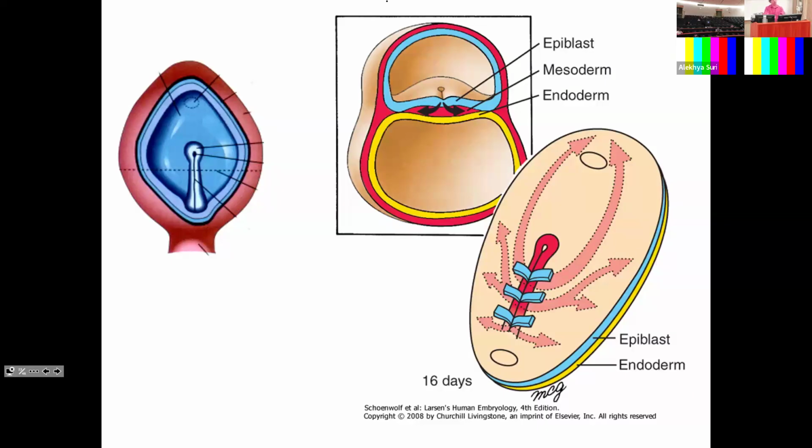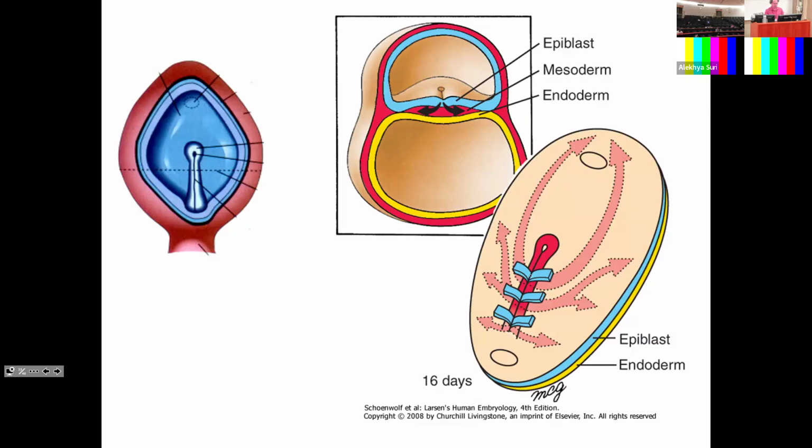This is just to show you how important the extraembryonic tissues are during development. It's not that they are dispensable. If you have a defect in extraembryonic tissues, the embryo probably will not develop to term. Okay? So it's essential.